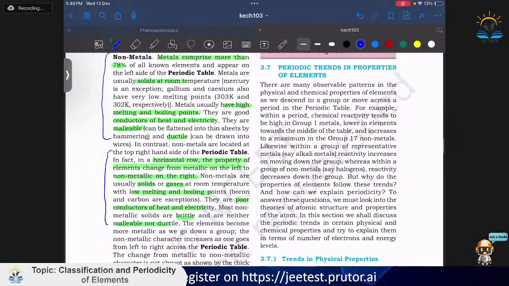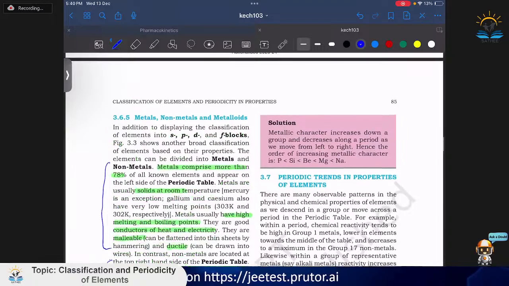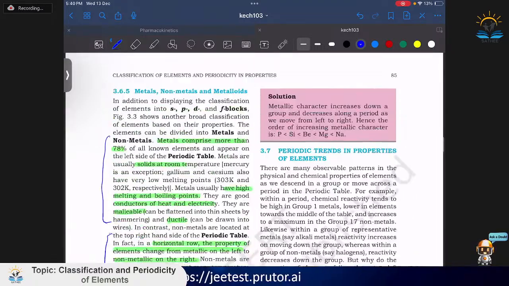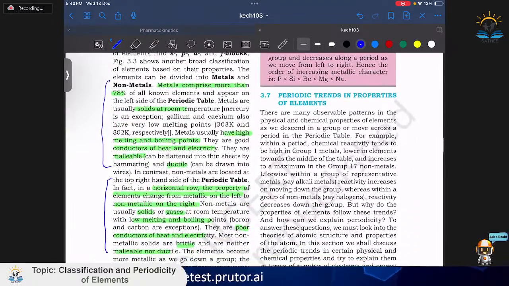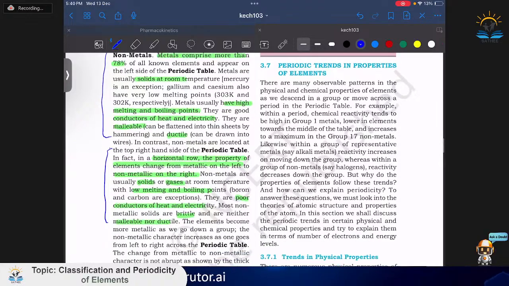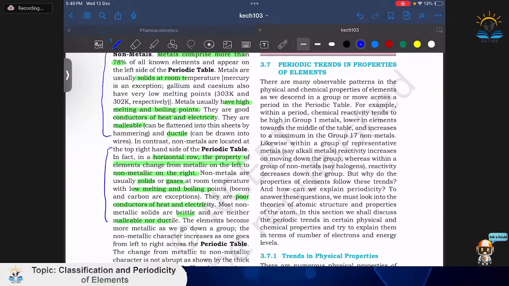So we have done metals, non-metals, and metalloids. Now let's see what are the trends in properties of elements. So what is a trend? How do you define a trend? A trend is a sequence or pattern seen in any property.